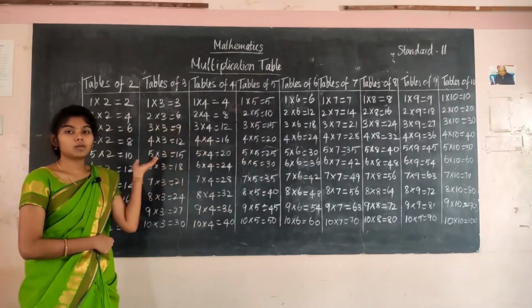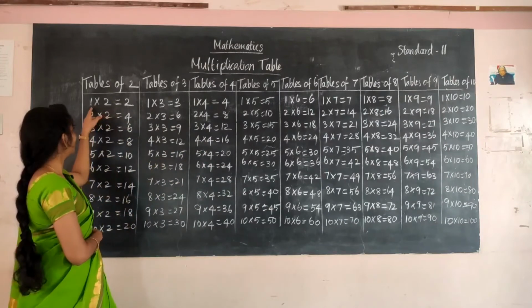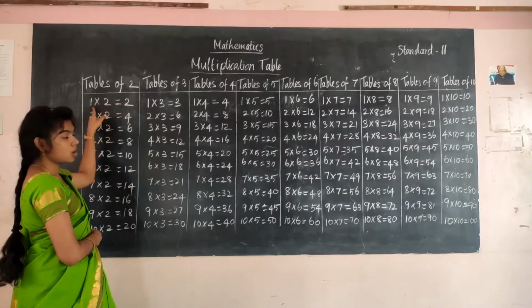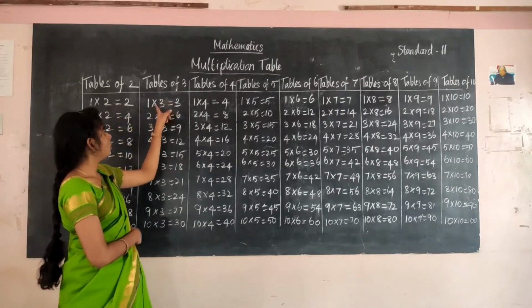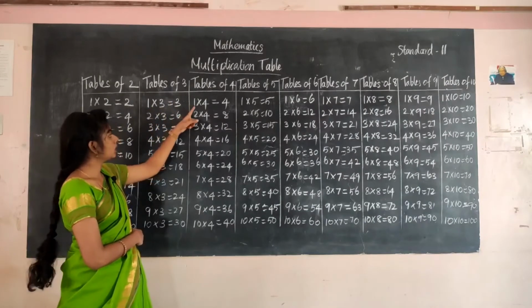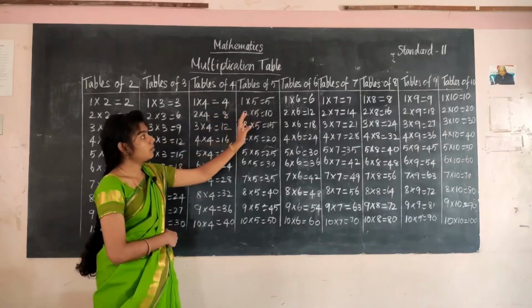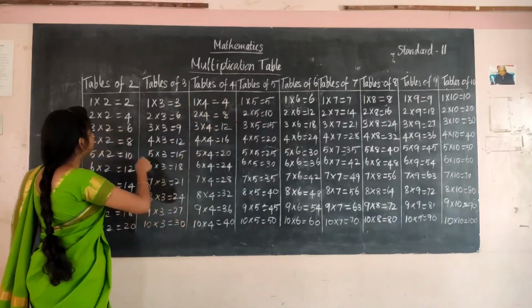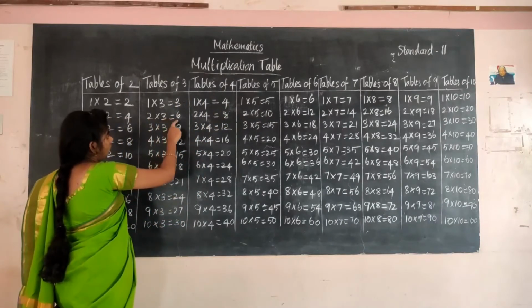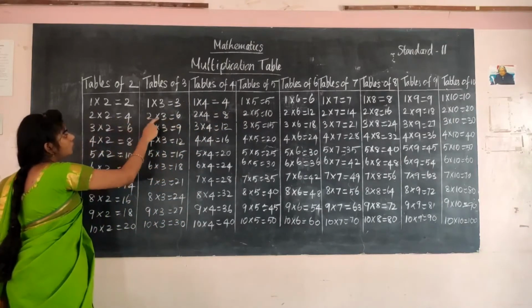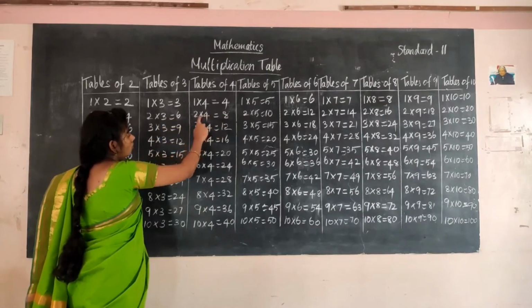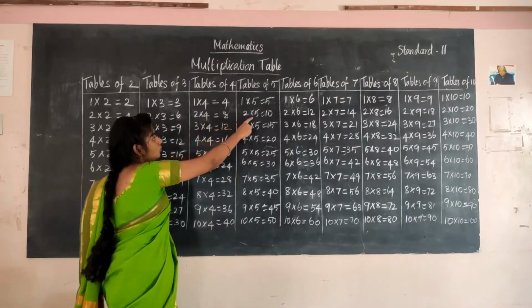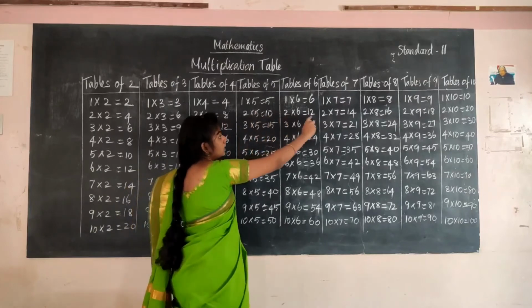As you know, the table of 1 you already know. See here, 1 cross 2 is equal to 2, that is 1 2 is 2, 1 cross 3, that is 1 3 is 3, 1 4 is 4, 1 5 is 5. This is the 1 table, and here itself you can see the second table. See here, 2 2s are 4, 2 3s are 6, 2 4s are 8 and 2 5s are 10. These are the second table in this order.